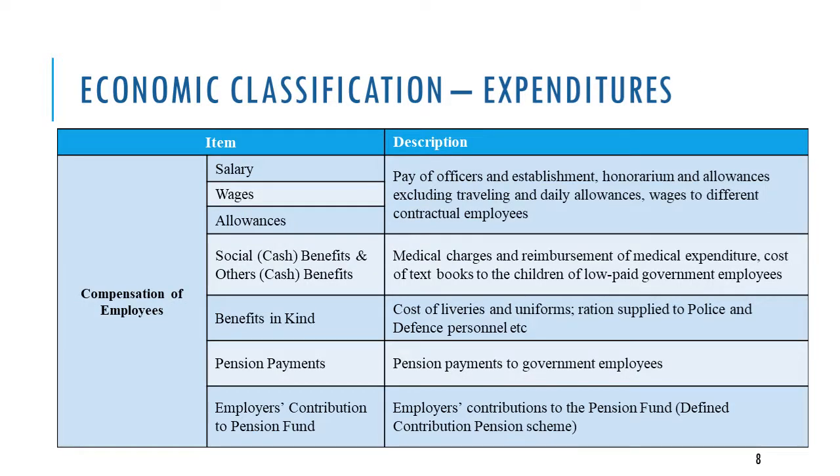We shall now discuss the economic classification of items on the expenditure side. Salary, wages, and allowances include pay of officers and establishment, honorarium and allowances, excluding travel and daily allowances, wages to different contractual employees, medical charges and reimbursement of medical expenditure, and cost of textbooks to the children of low-paid government employees. Other benefits like LTC are treated as benefits. Payments in kind, such as cost of liveries and uniforms, and ration supplied to police and defense personnel, are treated as benefits in kind.